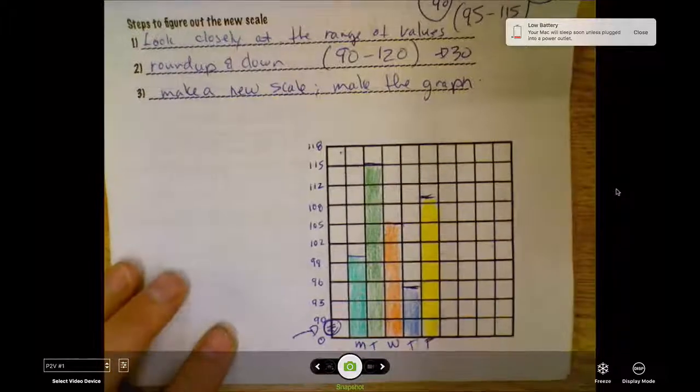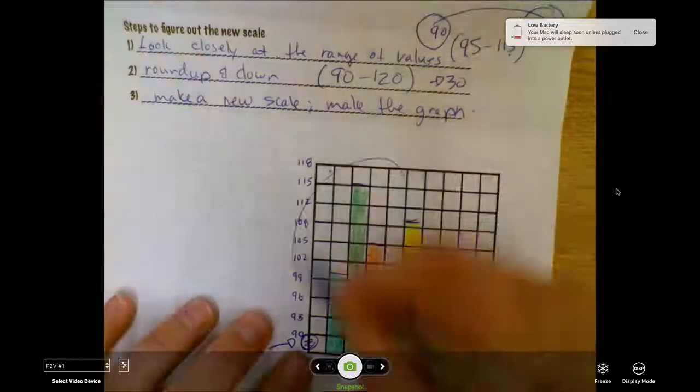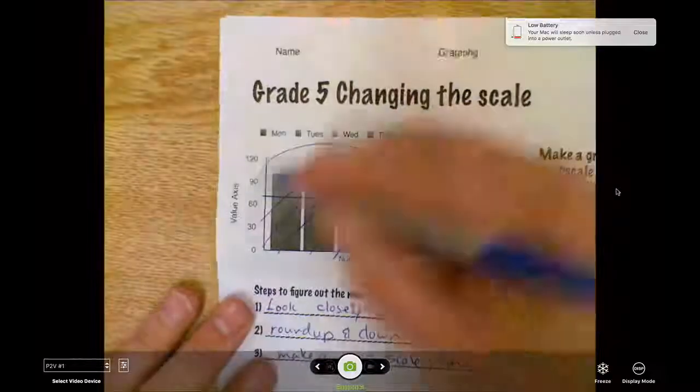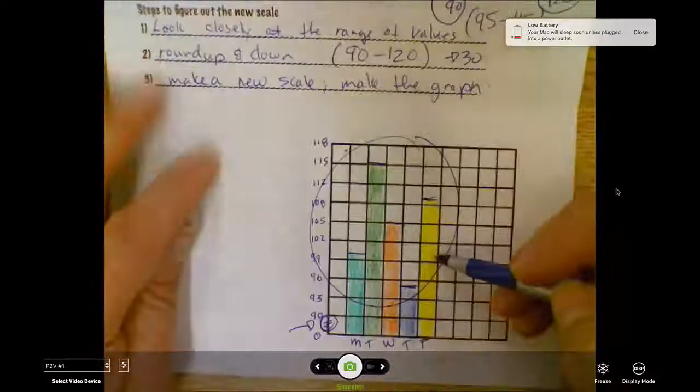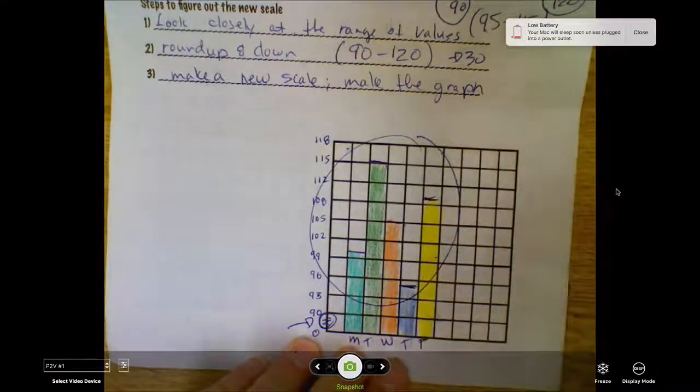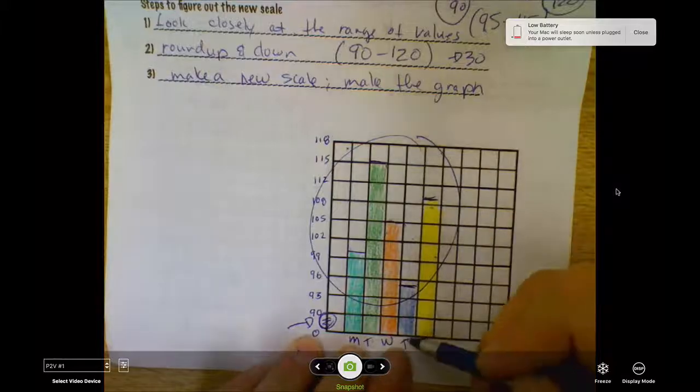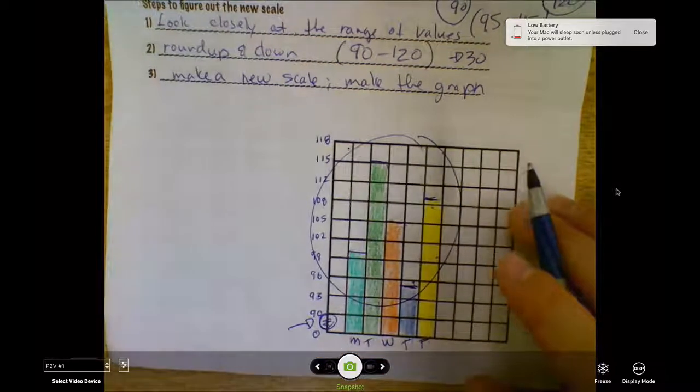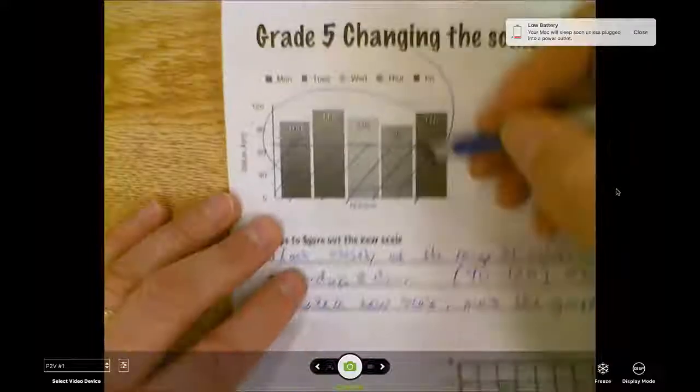Now, when I compare this graph to this graph, this one here looks a lot bigger. For example, Tuesday's killing it, followed by Friday. Come on, Thursday, you're way down there. But of course, I do know that this graph really is the same as that graph. So sometimes that's a trick.